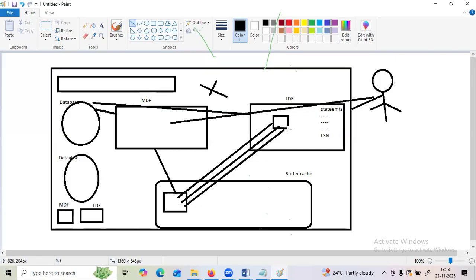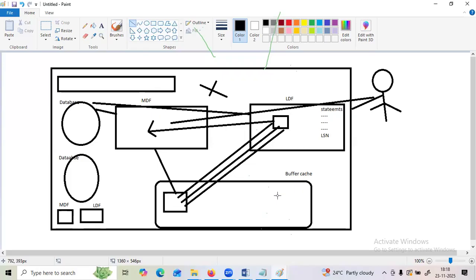Then once the transaction commit happens, what will happen? Then data will be sent to here. So the thing is, multiple things are involved. We can discuss them one by one. The user sends the request. Then what will happen? The user initially looks for the buffer cache. Okay. And the buffer cache has the required data to modify.